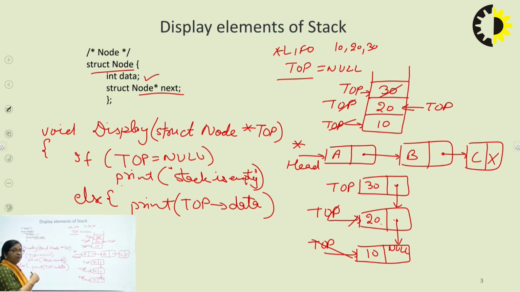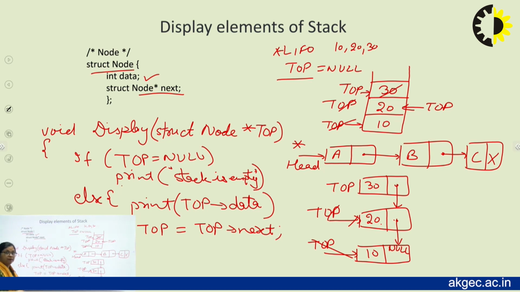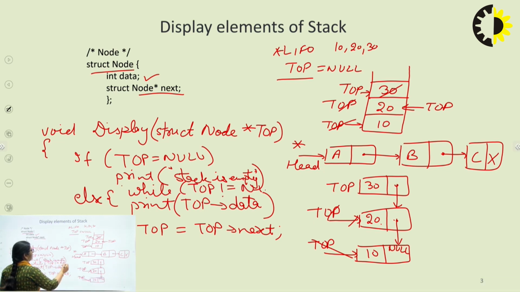Okay, now what will we do? Now we have to display 20 next. So we will set top equal to top next. Now top will come to this. Now how long do we have to do it? We have to do it for 30, then for 20, then 10. Where do we have to stop? When top becomes null. So else, while top is not equal to null.